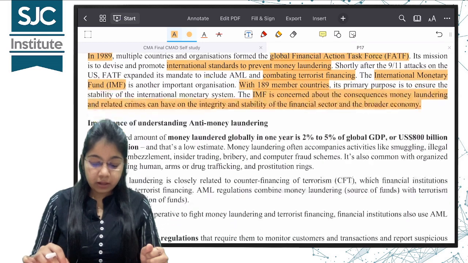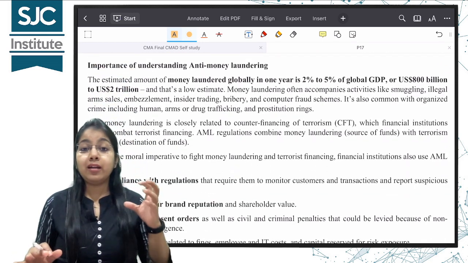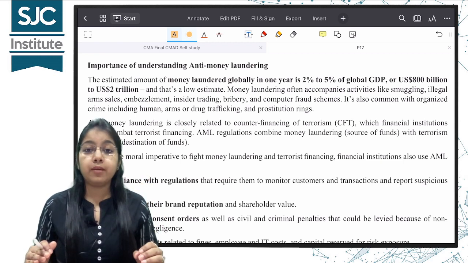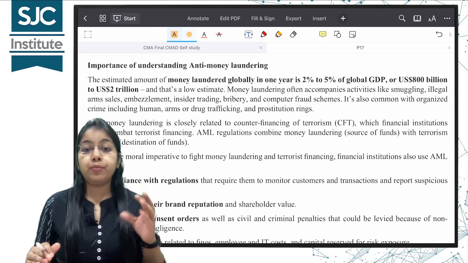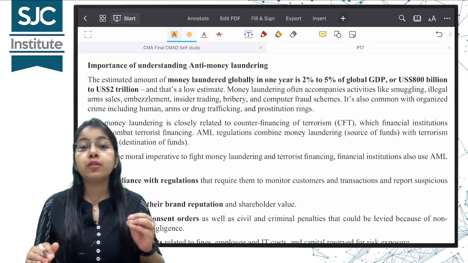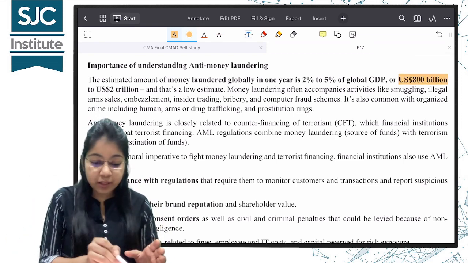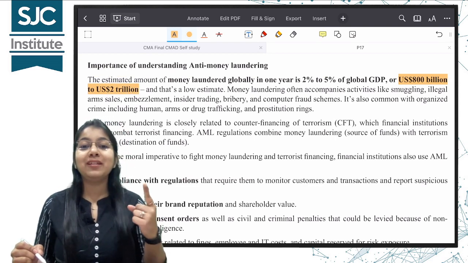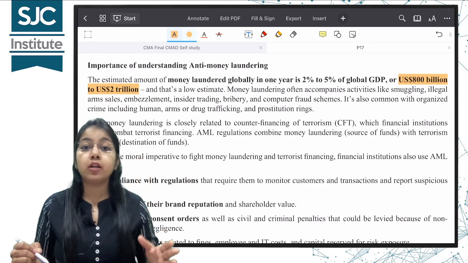All right. So this is just data which has been given so that we understand the intensity of these types of financial crimes, the amount of money laundering, the proceeds from money laundering globally. It is 2 to 5% of the global GDP. If you see, US dollar 800 billion to 2 trillion US dollars. So 1 billion is equal to 100 crores. Imagine how much money is getting laundered.